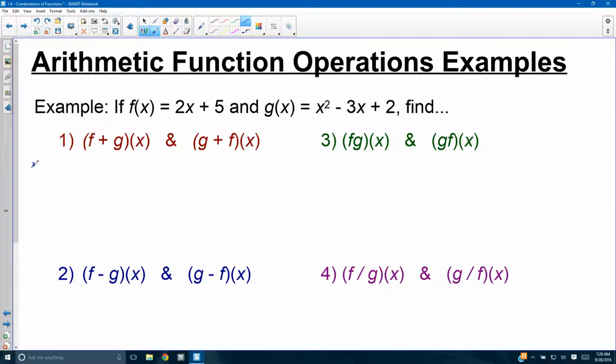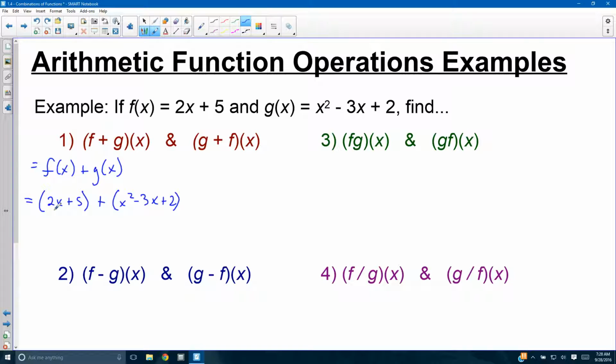Okay, f plus g of x is f of x plus g of x. So what I'm going to do is I'm going to substitute 2x plus 5 in for f of x, and then x squared minus 3x plus 2 in for g of x right here. Now, the parentheses aren't necessarily needed in this case, but it's a good idea to practice, especially when you do multiplication or subtraction, I suppose.